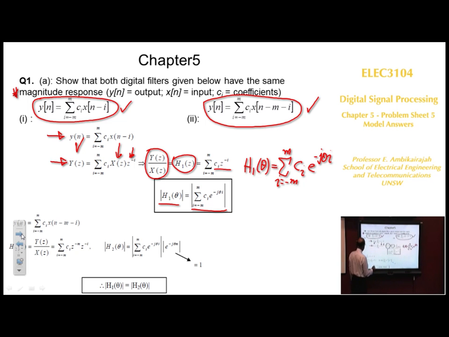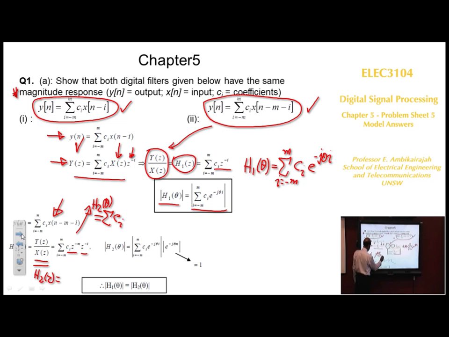And the second one, we start with the second equation. That's the equation for the second one. And you take the z transform, same format. We could just omit the step and go straight to that. So Y(z) over X(z) will end up as H2(z). So what we need to do now is find H2(θ), which is easy enough. You can just substitute here.